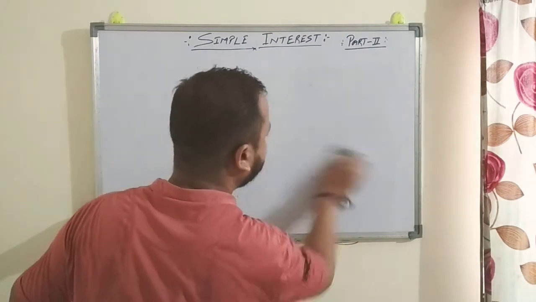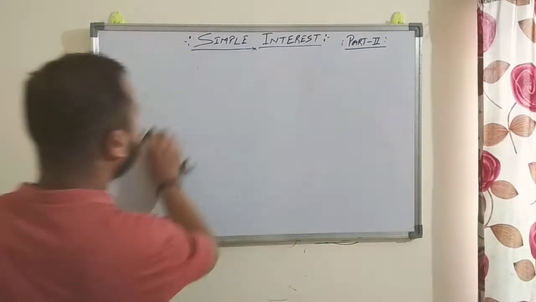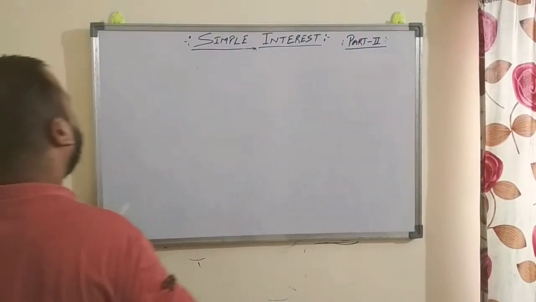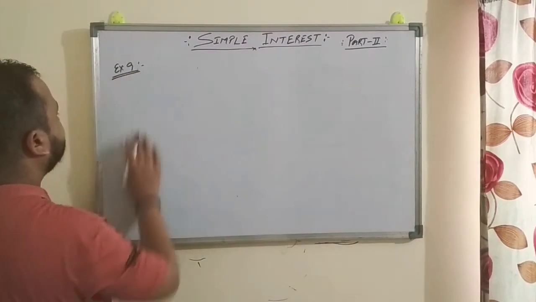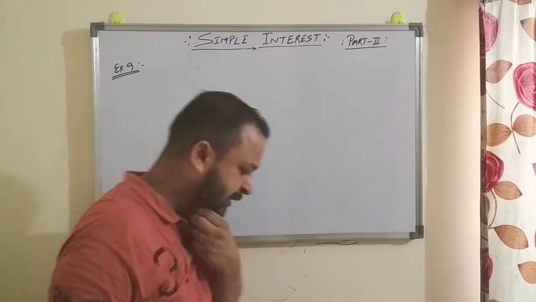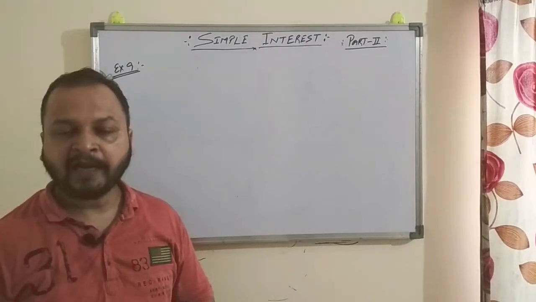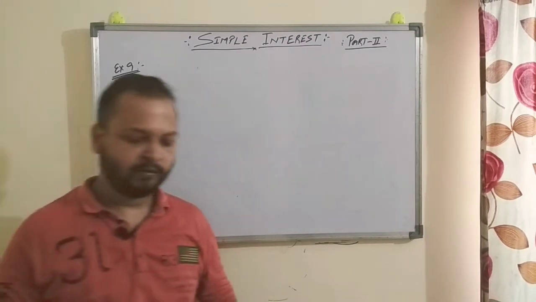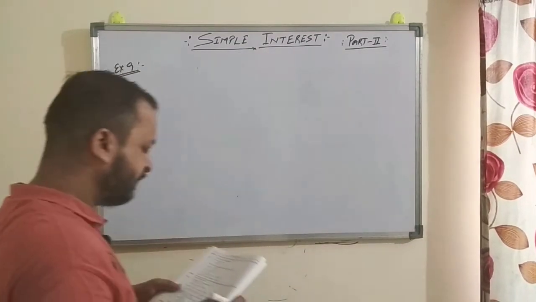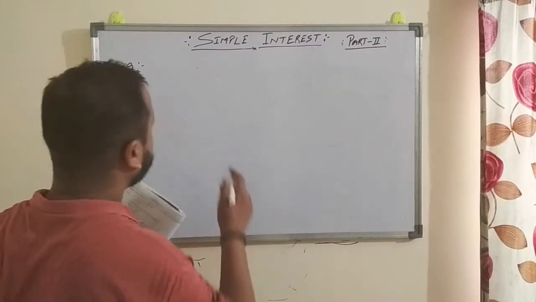Now come to next example. Example number 9. In 8 years 4 months, a certain amount, means certain sum of money at simple interest double itself.